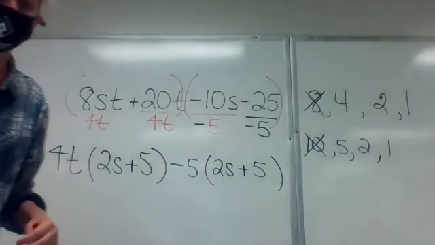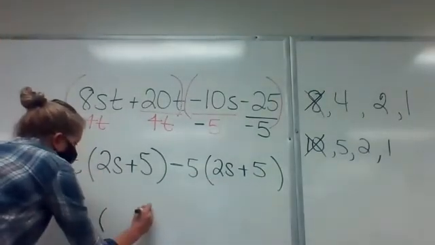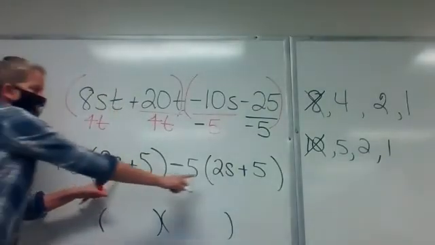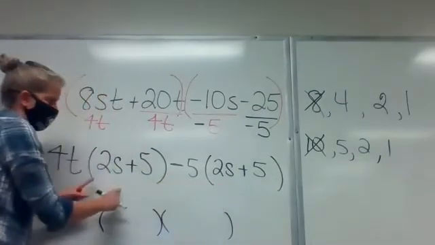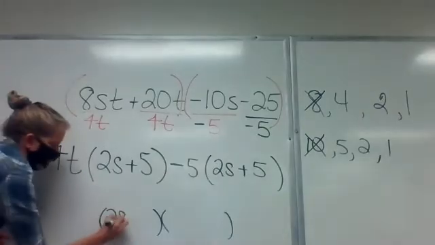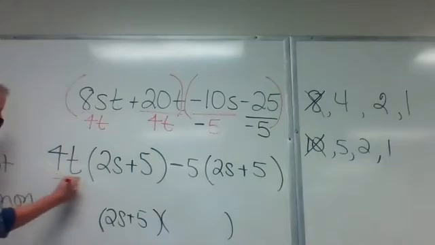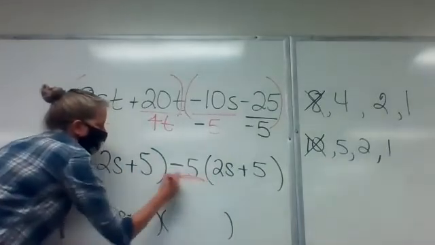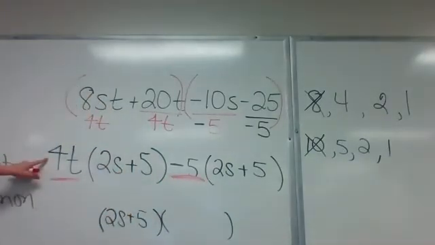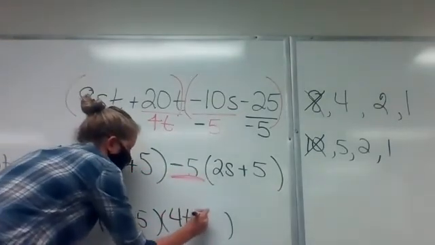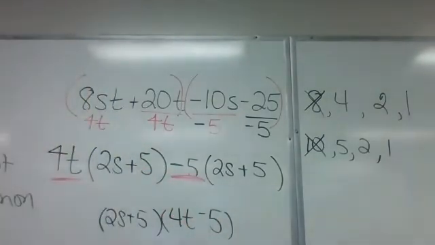So remember, here's kind of a shortcut. You're going to have 2 parentheses as your answer. One parentheses is what is in common between these two, which is the 2S plus 5. The other parentheses are the 2 terms that you pulled out. Those 2 terms right there. So it's going to be 4t minus 5 is your other parentheses. All right, 2 more.